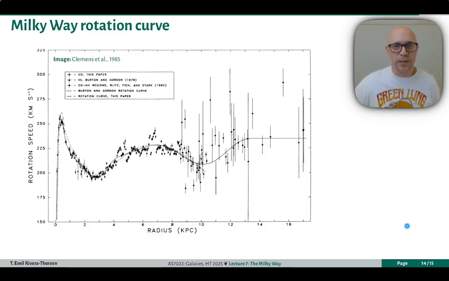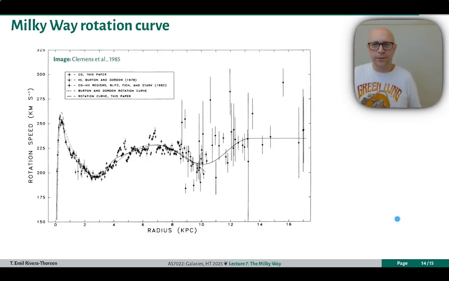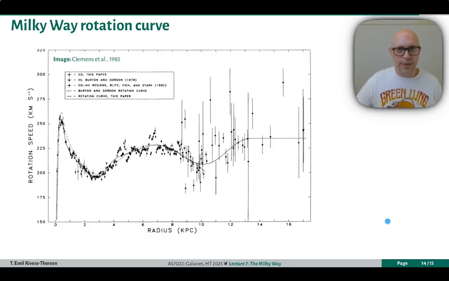But it has been done, and here we have such an attempt all the way back from 1985. And you can see that the rotation speed of the Milky Way comes up to a maximum of about 250 kilometers per second, to then drop off a little bit and settle more or less on a constant value around 225-ish kilometers per second.